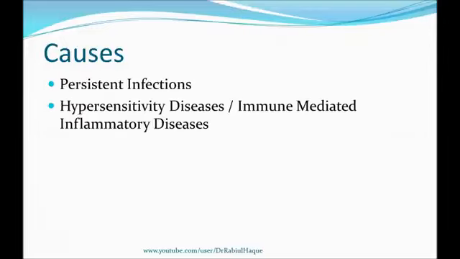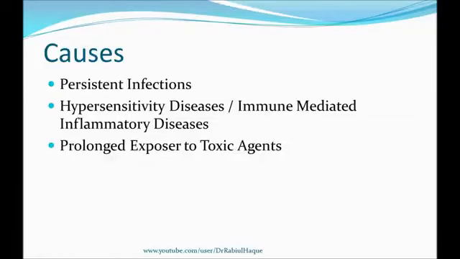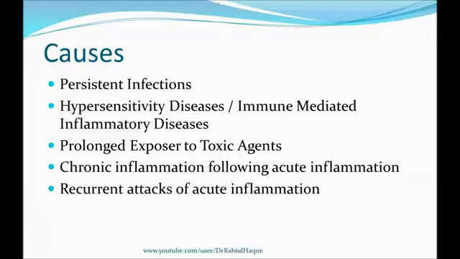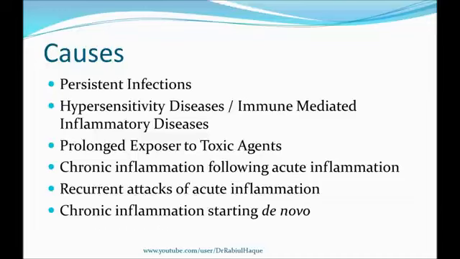So chronic inflammation can happen from a variety of causes. They include persistent infection, hypersensitivity diseases, or immune-mediated inflammatory diseases. Chronic inflammation can also happen due to prolonged exposure of the individual to potentially toxic agents. Now, one thing you have to remember, chronic inflammation can also happen following acute inflammation. Especially after recurrent acute inflammation, there is a chance of chronic inflammation in many cases. And also we have to remember that some chronic inflammations will happen de novo. And we will now discuss these different causes briefly.